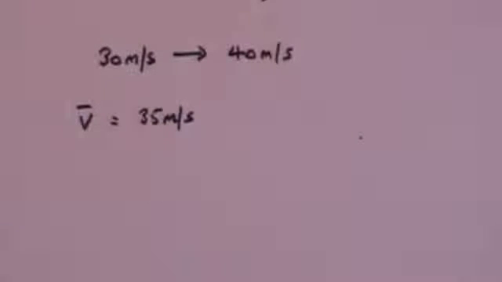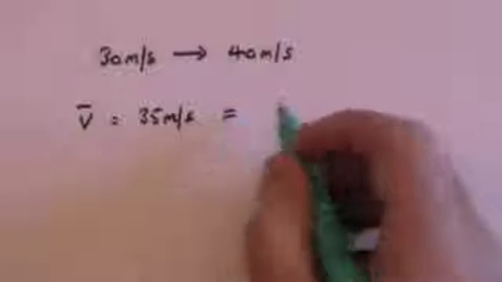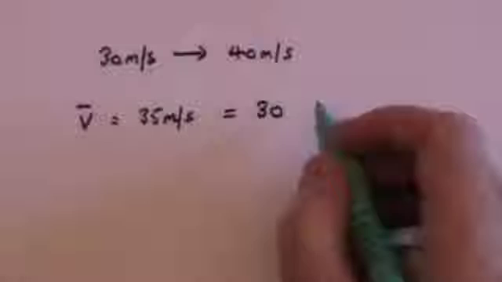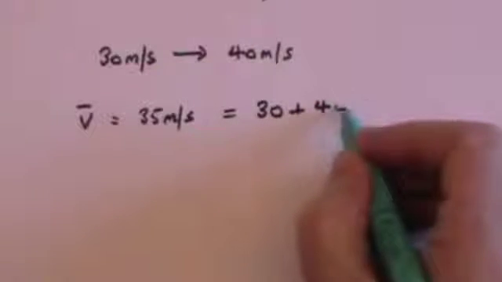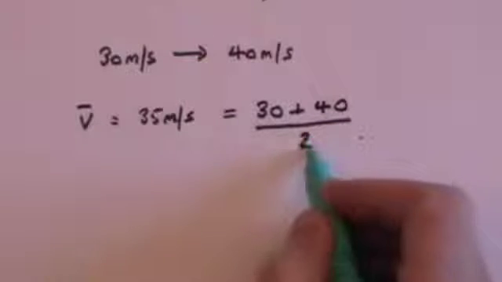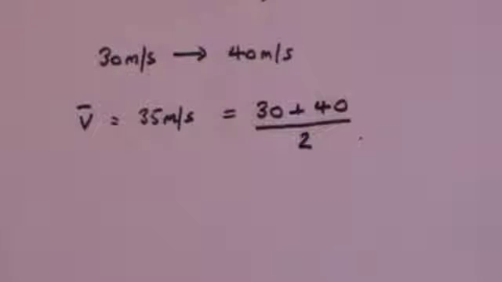And how would you get that? Well, you'd actually say that that was the initial speed, 30 metres per second, plus the final speed, 40 metres per second, divided by 2. And that's right. 30 plus 40 is 70, divided by 2 is 35.